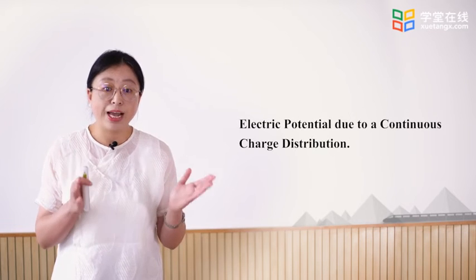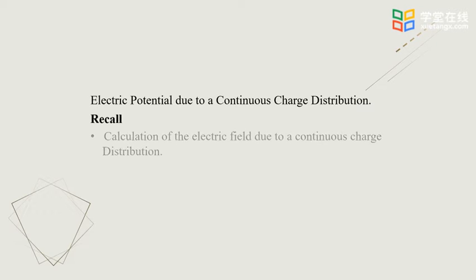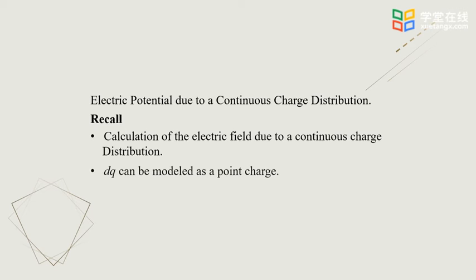We have learned how to evaluate the electric potential due to a point charge and a group of individual charges. Then, how do we calculate the potential due to a continuous charge distribution? Do you remember how to evaluate the electric field due to a continuous charge distribution? We divide a charged object into an infinite number of elements, each of which contains an amount of charge dq. dq could be modeled as a point charge. Here, we use the same approach to figure out the electric potential due to a continuous charge distribution.